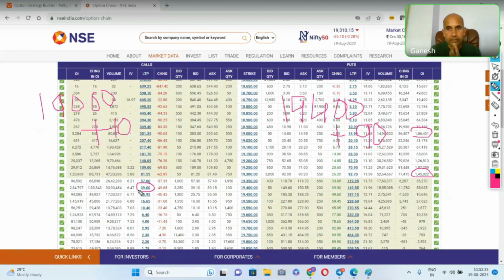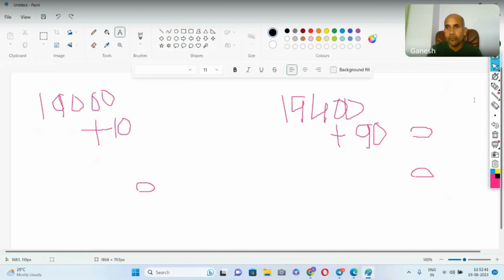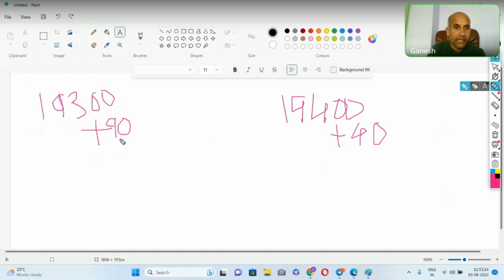Let's make a correction. So 300 has 90, and this has 40. Now, let us understand what the participants' support and resistance is. This 19,300 put has a premium of 90 rupees and the highest open interest.